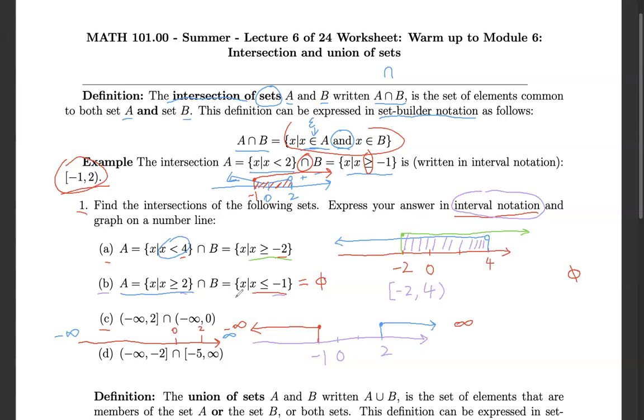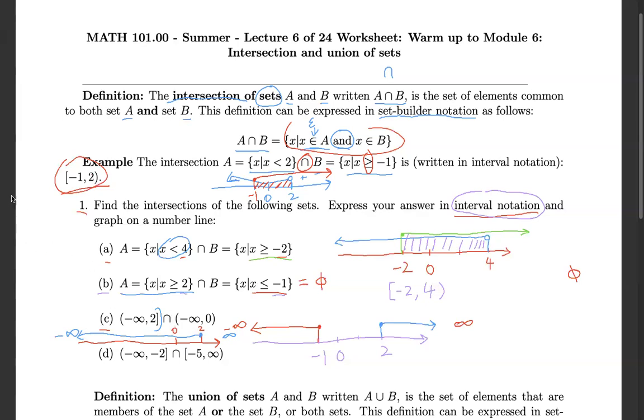So from negative infinity up to 2, including 2. You see this bracket? Including 2, so we'll make a solid dot. But from negative infinity, so we'll make an arrow go this way. This means from negative infinity up to 2, including 2.